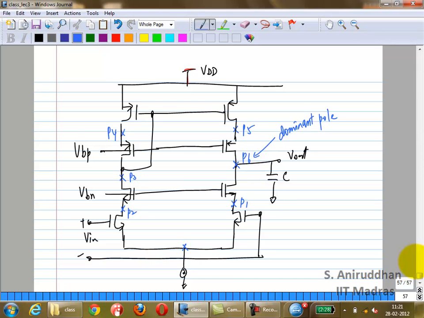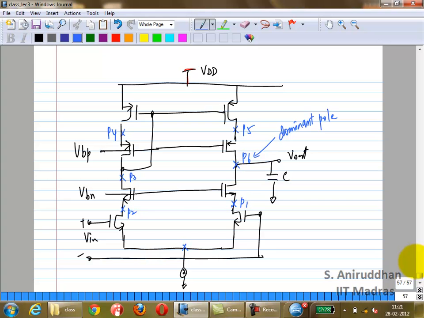Okay, so let's assume first of all that C is quite large. So we'll assume that output P6 is the dominant pole. Let's assume that. So what is going to be the next dominant pole? The most important of the non-dominant poles. P3. Why? At P3, the impedance is very high here. Why is that? It's actually very low, right?